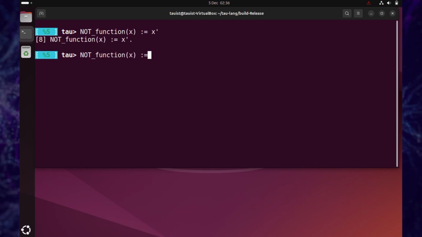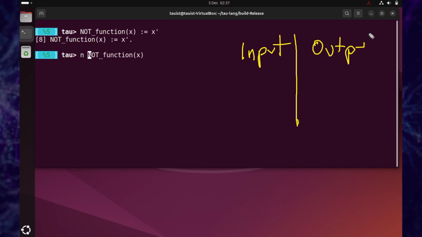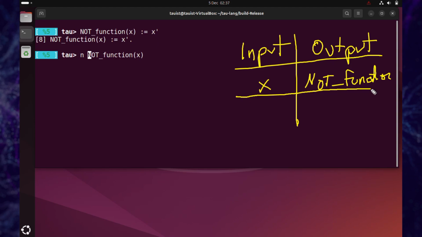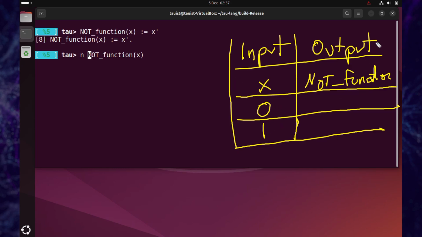Now let's go to normalize and provide the value, but before that, let's again recall our truth table. Here we have input, and we also have output. For our input, we have x. Output is the not function. We have only two possibilities, either 0 or 1. We learned a while ago that the not function is just the opposite. If the input is 0 or false, the output should be true or 1. If the input is 1, the output is 0 or false.